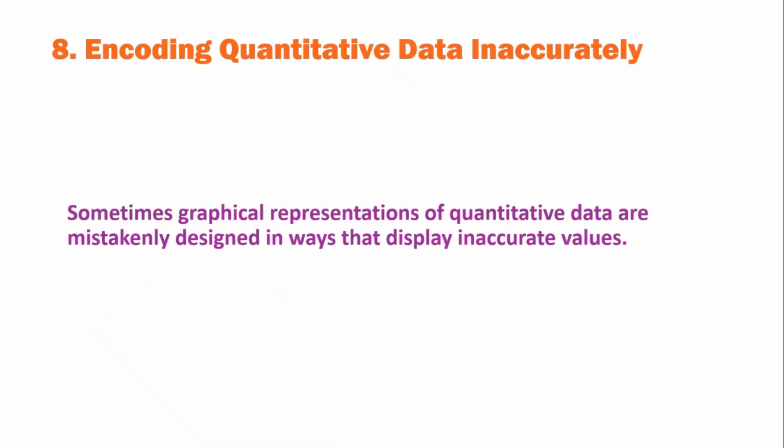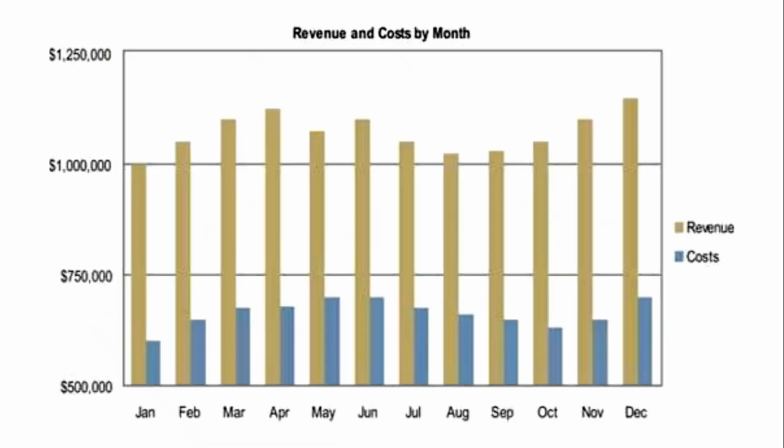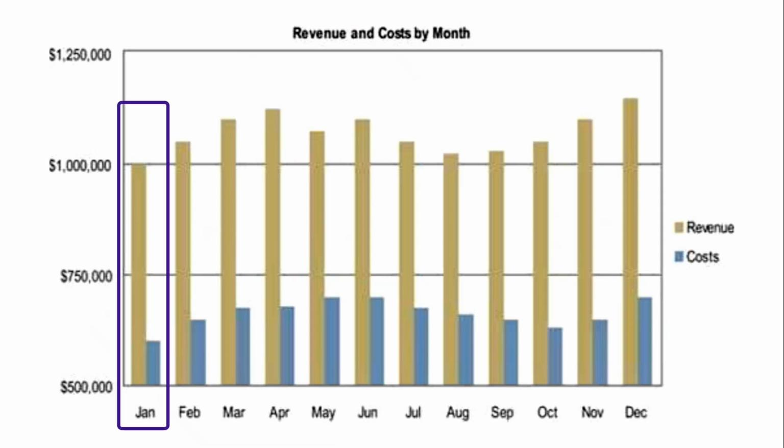Sometimes quantitative data are displayed in a way that shows inaccurate values. Here you can see the vertical axis scale is not defined correctly. Each column shows the revenue and cost. And you can see how easily a mistake in defining the scale can result in reading incorrect numbers. For example, in January you can see revenue is $1 million, and the scale shows the cost is around one-fifth of it. But the correct cost is around $600,000. So it's very important to pay attention that our visuals don't cause any issue in reading the correct numbers.